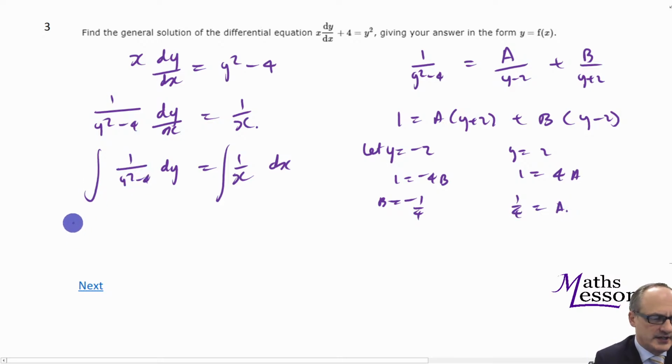So this side now becomes the integral of, what I'm going to do is actually take out a quarter here, just to make my integration easier. So we've got 1 over y minus 2, so we take out a factor of a quarter, minus, and we're going to take out a factor of a quarter, so it's just going to be minus 1 lots of this, 1 over y plus 2.